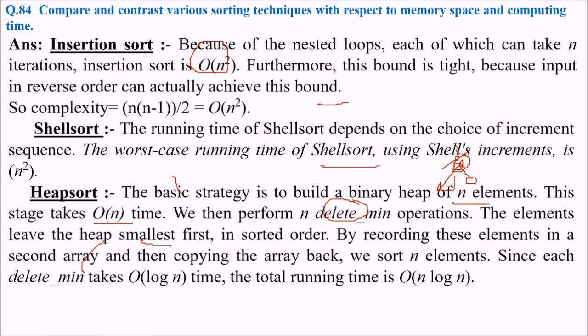Since the heap is nothing but a binary tree, delete minimum will take log n time, but for this extra work, it will be done for n elements. So n log n will be the heap sort.